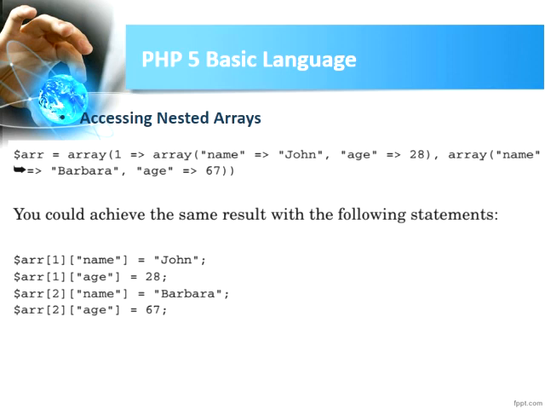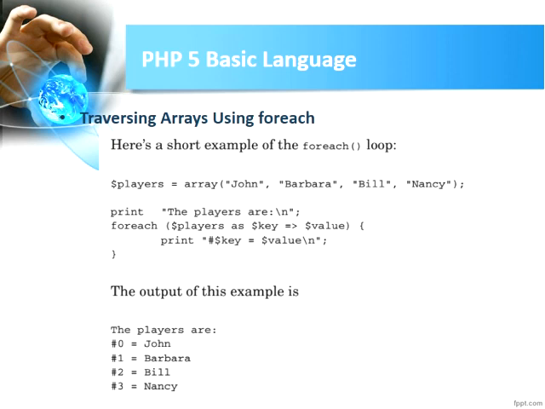If we have nested arrays, we can write like this: $array1 and name. Array1 here and name for this. So the value will be John. If we write array2 age, the value is 67. Yes.